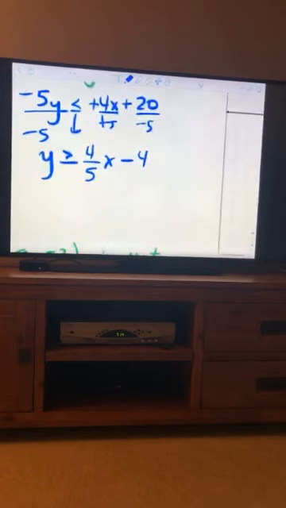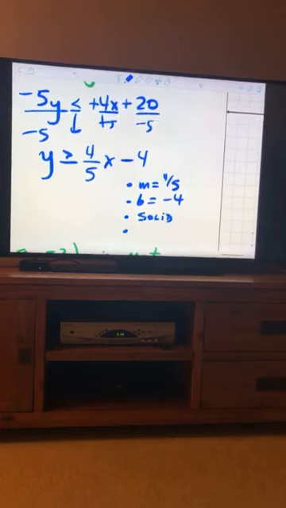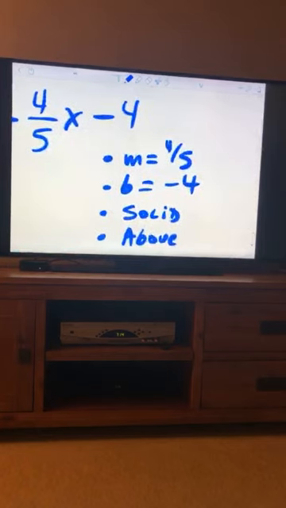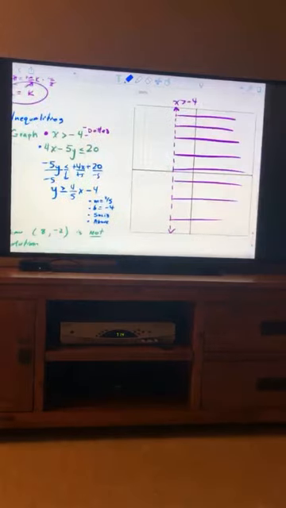With inequalities, I make 4 bullet points. M, B, what type of line, and where to shade. So our slope, we got 4/5. Our y-intercept, we got -4. This is going to be a solid line, the little or equal to, and this is going to be above. For those of you that get confused with where to shade, I usually say read the inequality out loud. In this case, you'd say greater than. That usually associates above, or the word above.